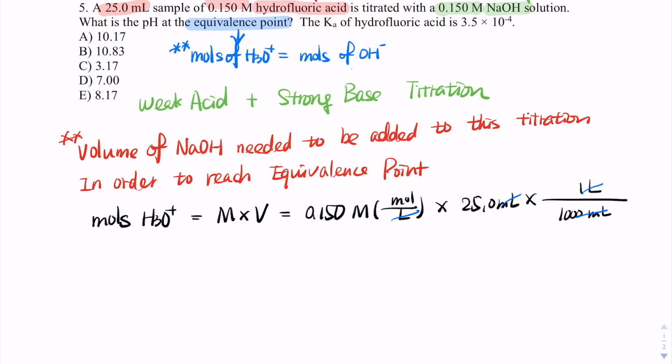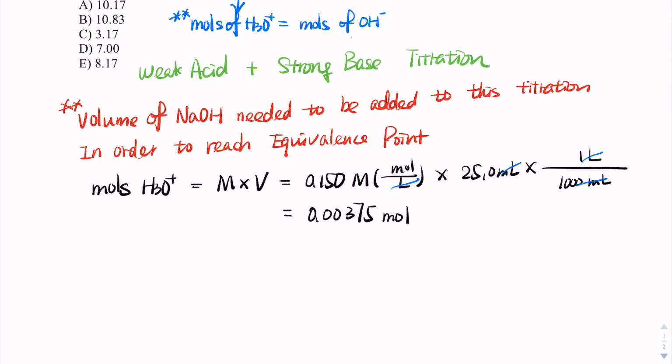This value turns out to be 0.00375. Let me just double check the number. You can pause the video and I'll do it together with you. You have 0.15 times 25 divided by 1,000, which gives 0.00375 moles of the hydronium ion, or the acid. That equals the moles of hydroxide ion. They have the same amount because it's at the equivalence point.